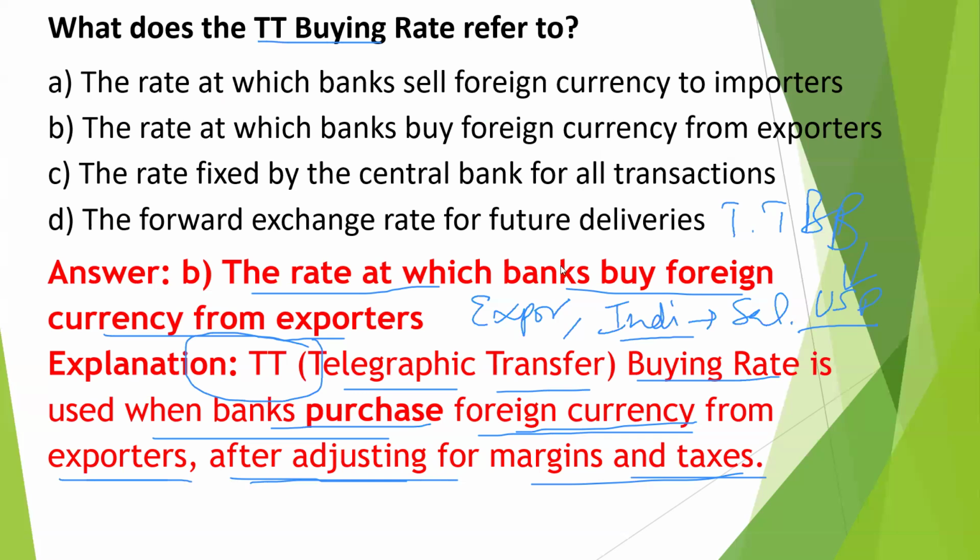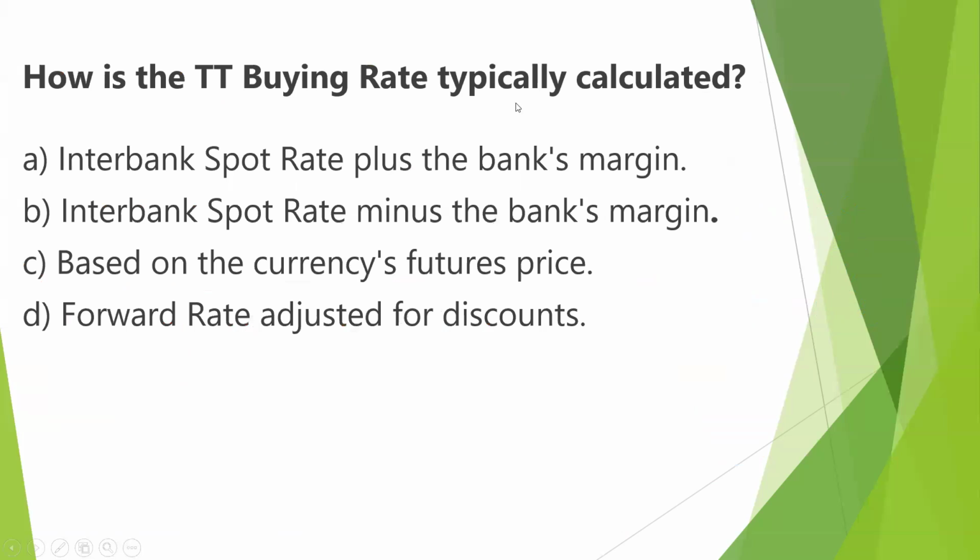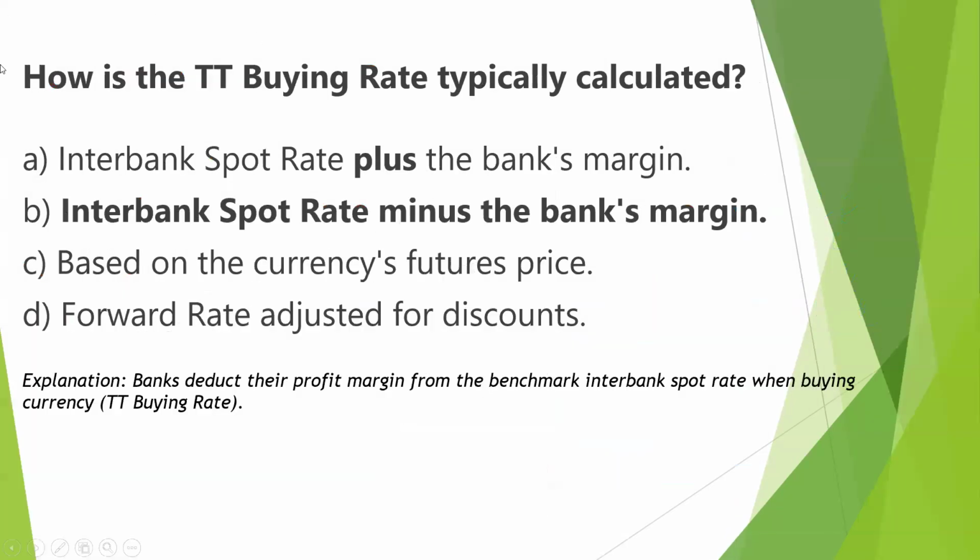Let's see the next question. How is the TT buying rate typically calculated? First, interbank spot rate plus the bank's margin. Second, interbank spot rate minus the bank's margin. Third, based on the currency's futures price. Fourth, forward rate adjusted for discount. Let's see the correct answer. The correct answer is B.